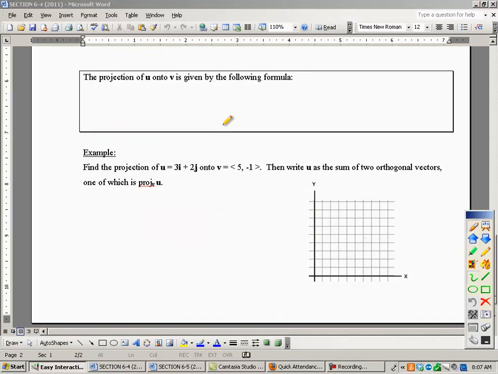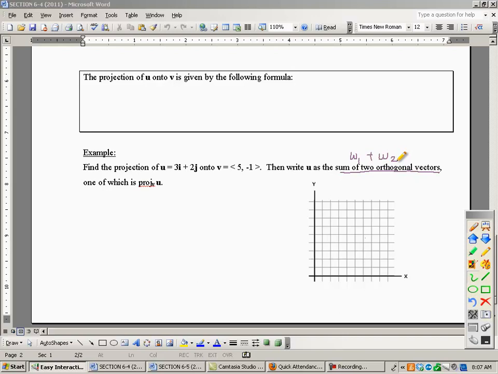Let me see if I can find a better color. Okay, so find the projection of U onto V and write U as the sum of two orthogonal vectors. So what they're saying here is write it as W1 plus W2 like we did above. It's the sum of two orthogonal vectors.